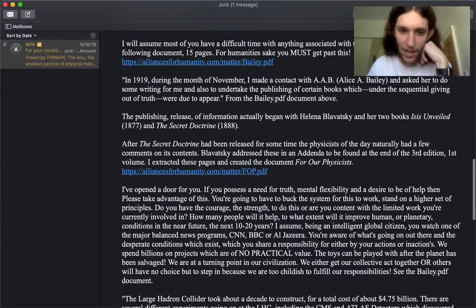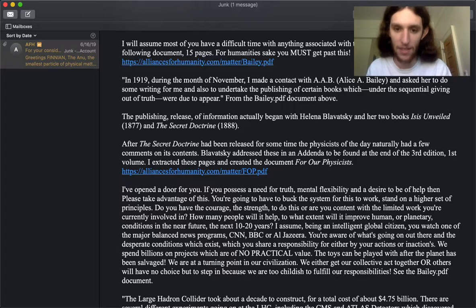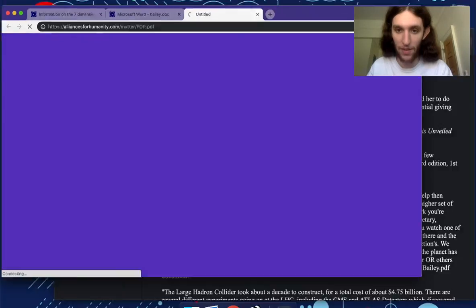Okay, after The Secret Doctrine had been released for some time, the physicists of the day naturally had a few comments on its contents. Blavatsky addressed these in an addendum, is that a word? To be found at the end of the third edition, first volume, extracted these for our physicists. So this is claiming to be physics.